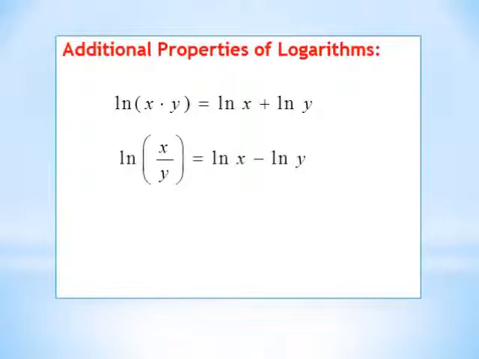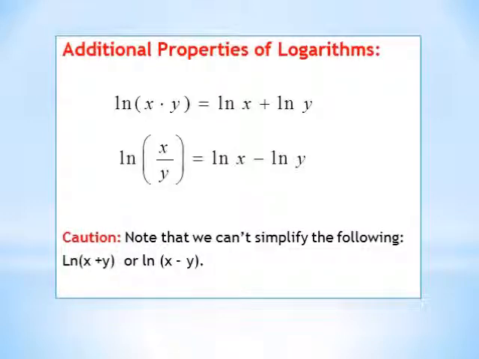Similarly, the logarithm of a quotient equals the difference of the logarithms, but be careful about the signs. The one that is positive should be the one that is on the top. So ln x minus ln y. And also, please note that we cannot simplify the following: ln of x plus y or ln of x minus y. We cannot just distribute the natural log function. Such a property does not exist.